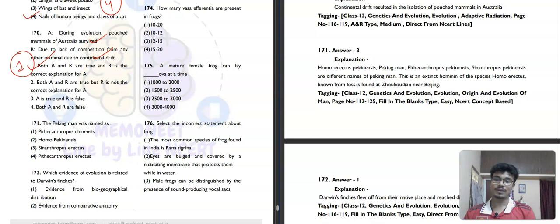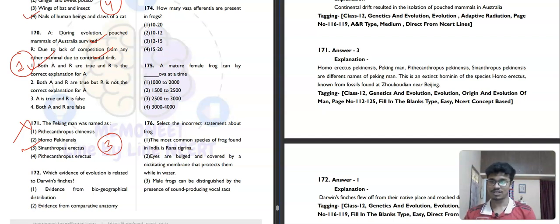The Peking man was named as Pithecanthropus chinesis, Homo pekinensis, Synthropus erectus, or Pithecanthropus erectus. It is named as Synthropus erectus. Third option. This is not from NCERT, so you don't have to worry if you could not answer this question. I will not suggest it. Then question number 172.